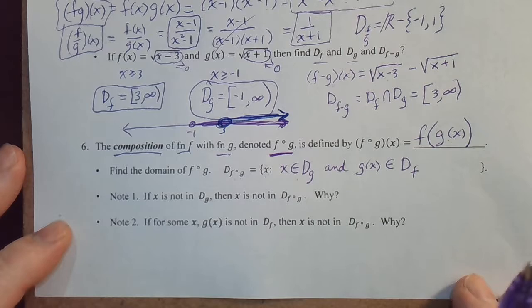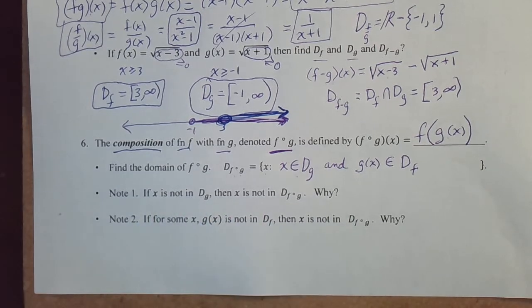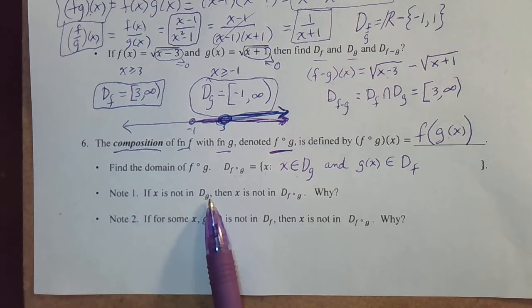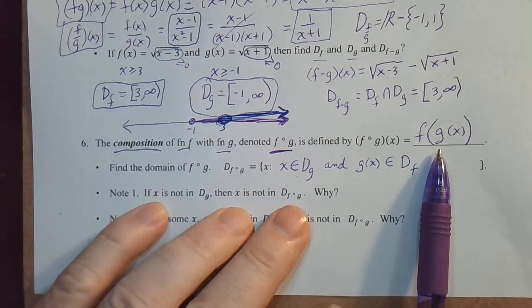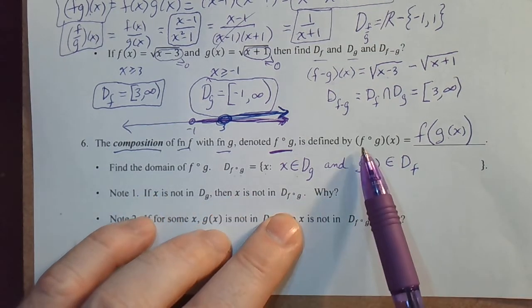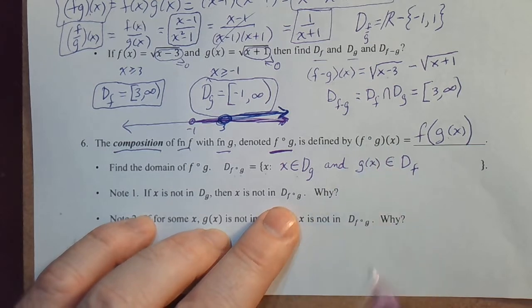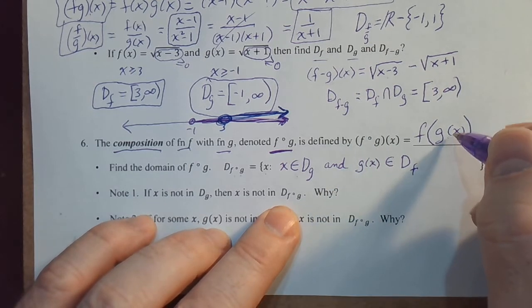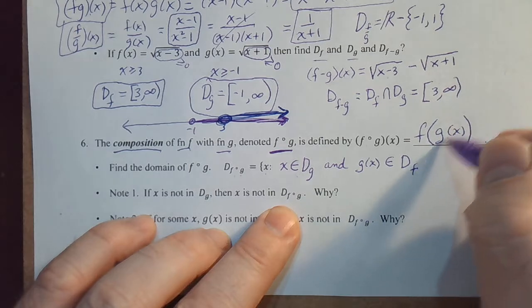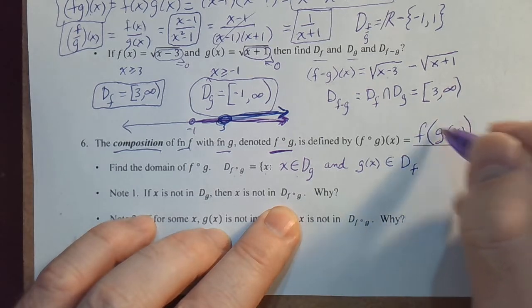All right, so the last comment just is asking you what I just explained, basically. If x is not in the domain of g, then x is not in the domain of f composed with g, because if this x is not in the domain of g, you can't even plug it in there. You won't get a number out.